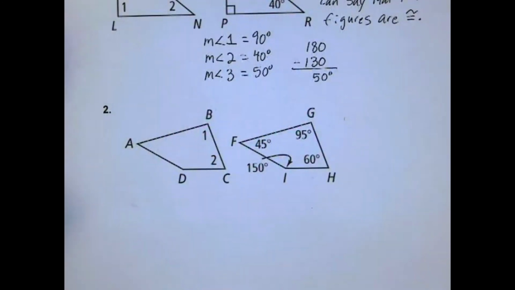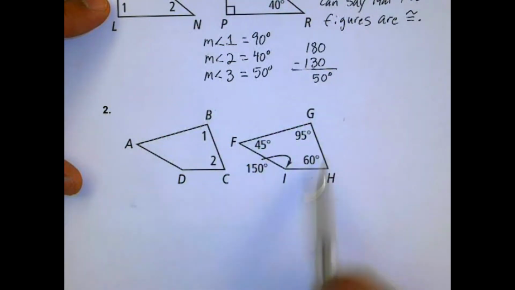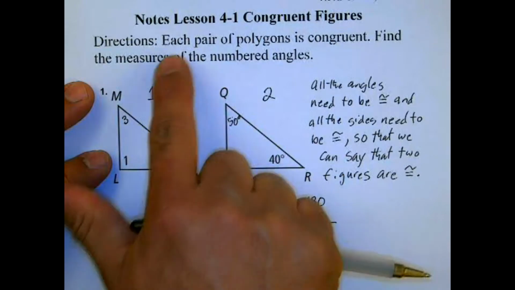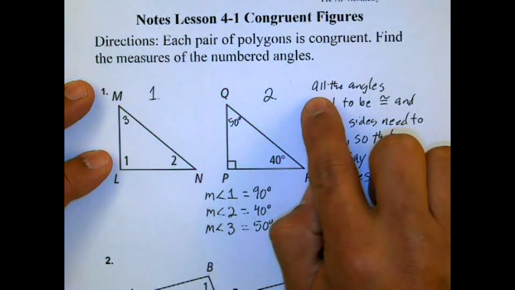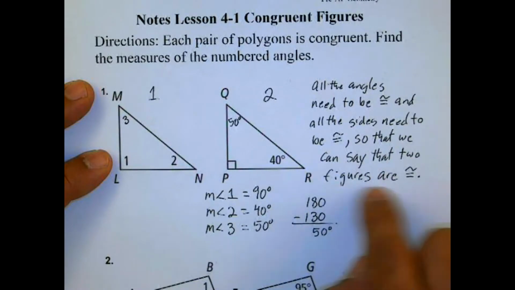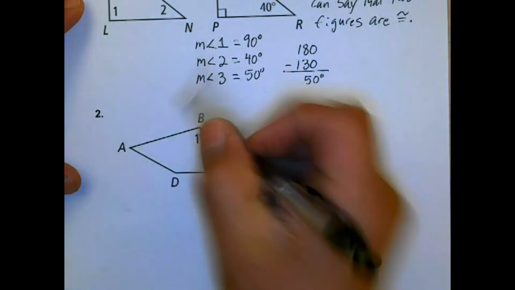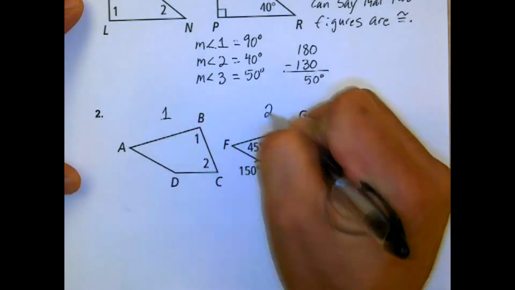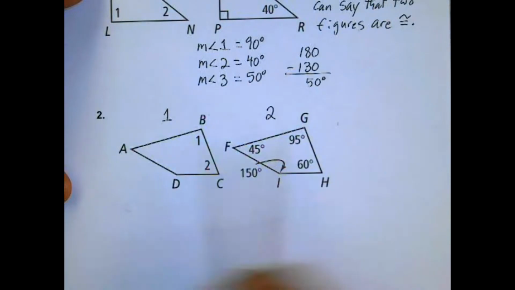For the next example, we are going to look at two figures that aren't necessarily triangles. You'll notice that this is a quadrilateral and so is this one. But it says in the directions here, each pair of polygons is congruent. Find the measure of the numbered angles. All the angles need to be congruent and all the sides need to be congruent so that we can say that the two figures are congruent. We already know that they are congruent to each other. This figure, we'll call figure number 1, is congruent to figure number 2. Basically, this means that all the sides are congruent to each other and all the angles are congruent to each other.